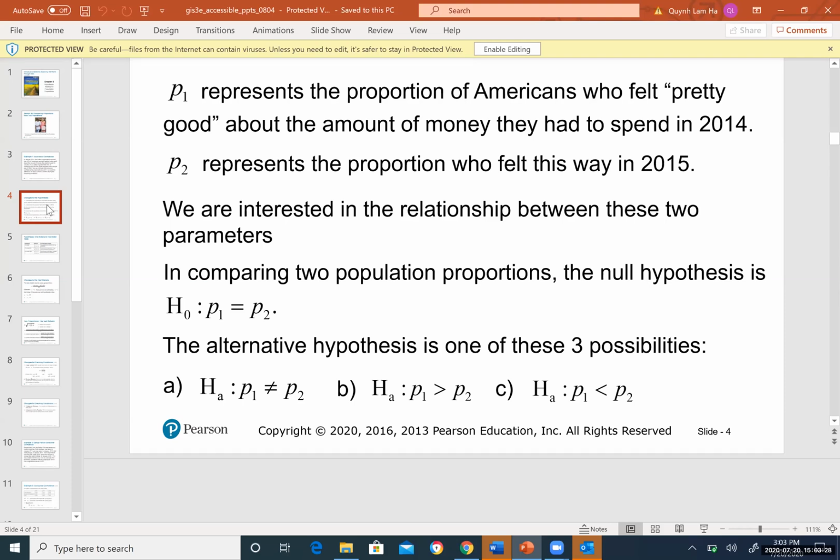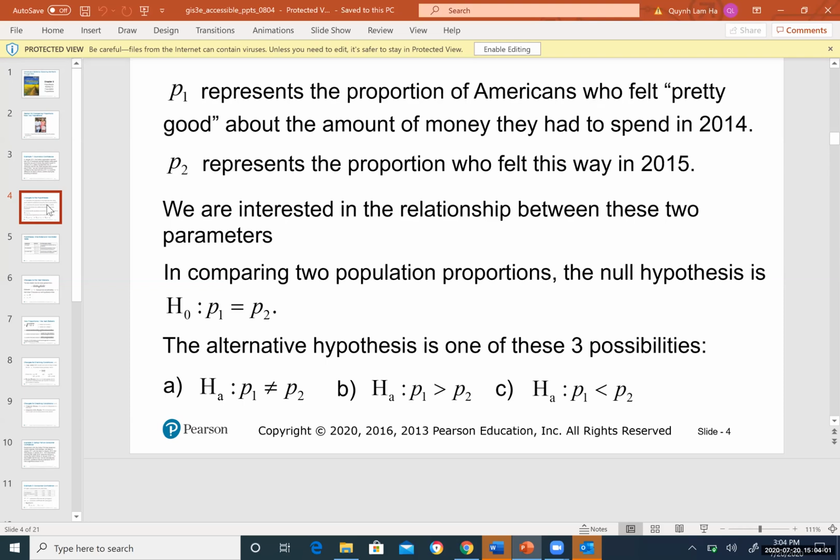The alternative hypothesis is one of these three possibilities. So below will be A, B, C. The first case for the alternative hypothesis will be HA colon P1 not equal to P2. This represents a two-tailed test, right? So you compute it regularly later, or I will go step by step with more computation so that you can see it.